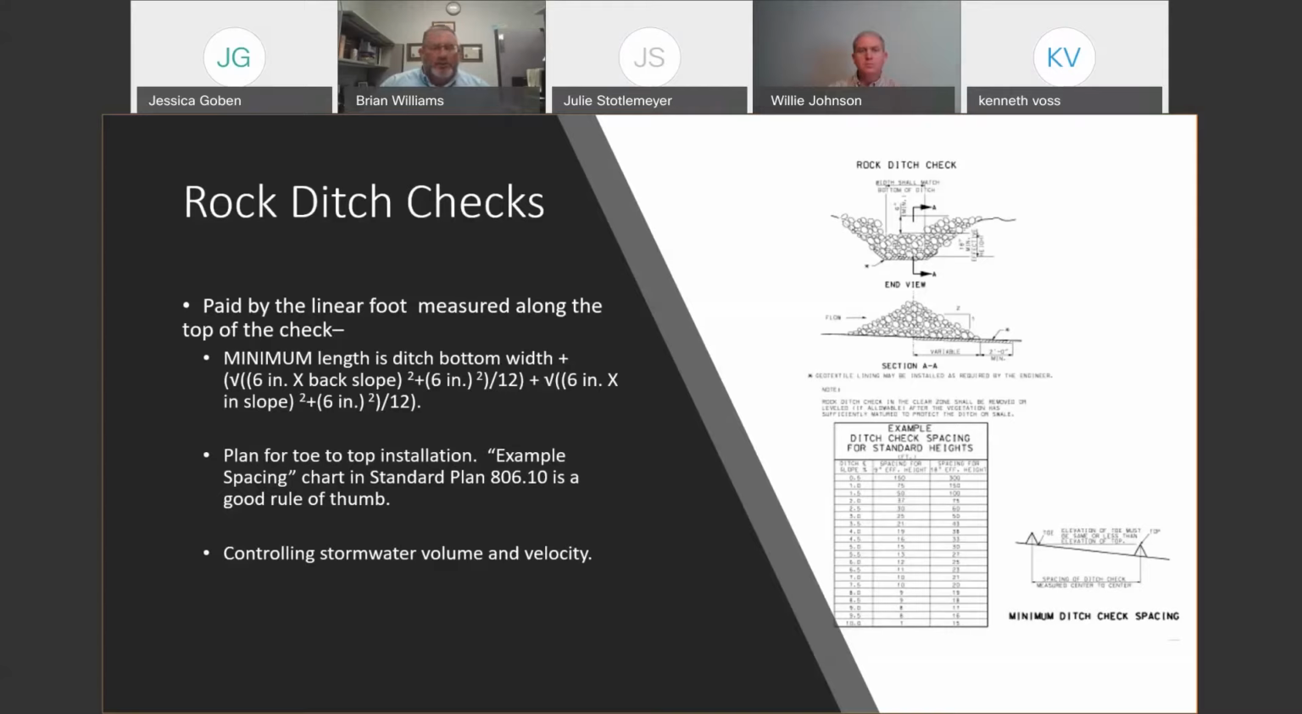Okay. Always think about as you're determining how many of those ditch checks you need: are you controlling stormwater volume and velocity? If you look at what you put out there and you don't think you're doing that, then reconsider adding some additional BMPs to that list. Okay.